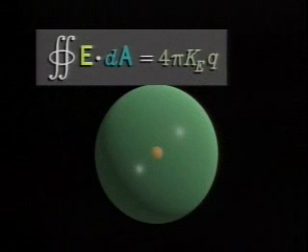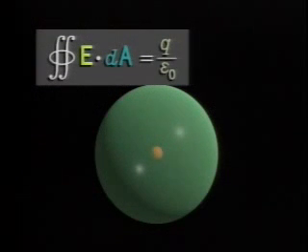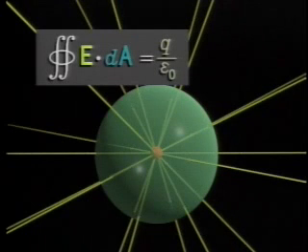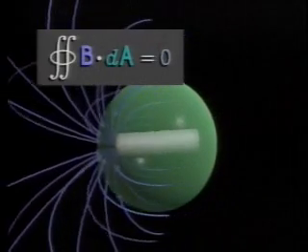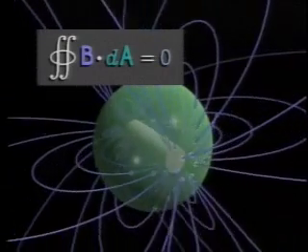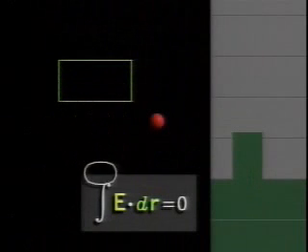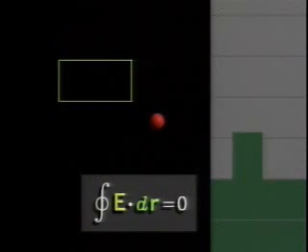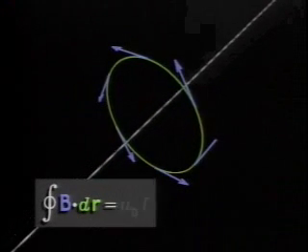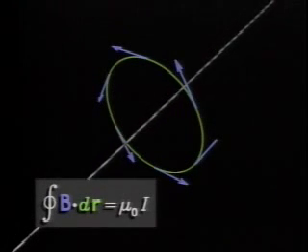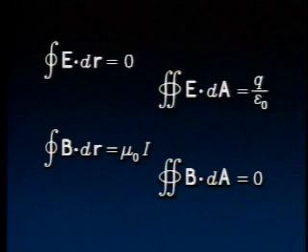All vector fields obey equations describing their forms. The electric flux through any closed surface is proportional to the net electric charge inside. But the magnetic flux through any closed surface is always equal to 0. The line integral of the electric field around any closed path is equal to 0. But the line integral of the magnetic field around a closed path is proportional to the electric current passing through the path. These equations are the modern expressions of the enigmatic forces of electricity and magnetism.